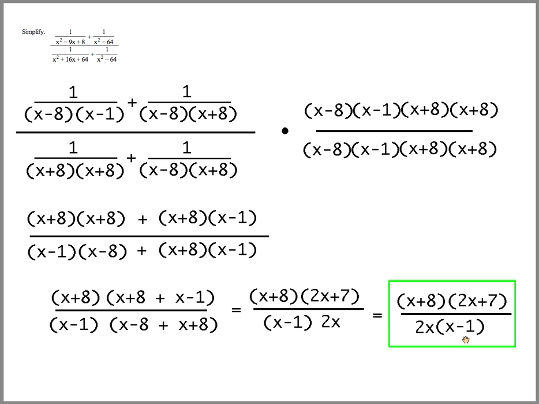It's a cleaner form, because after all, we can see that if x is 1 down here, we would be dividing by 0. If I went ahead and multiplied this out, that might not be so visible to us. And so that's why the factored form is preferred.